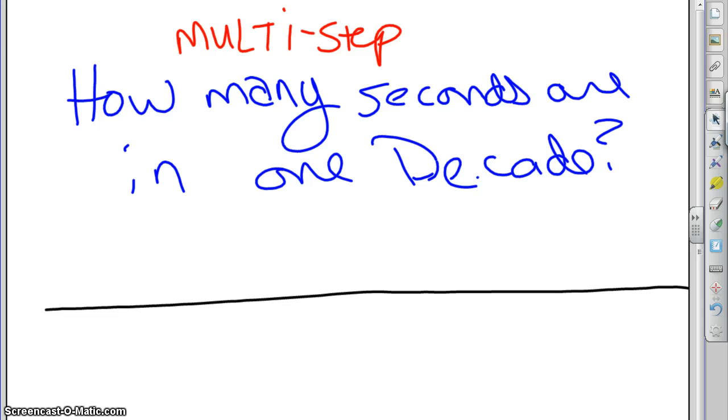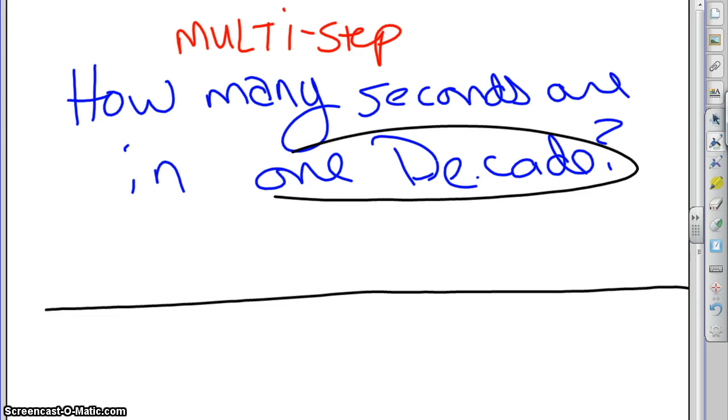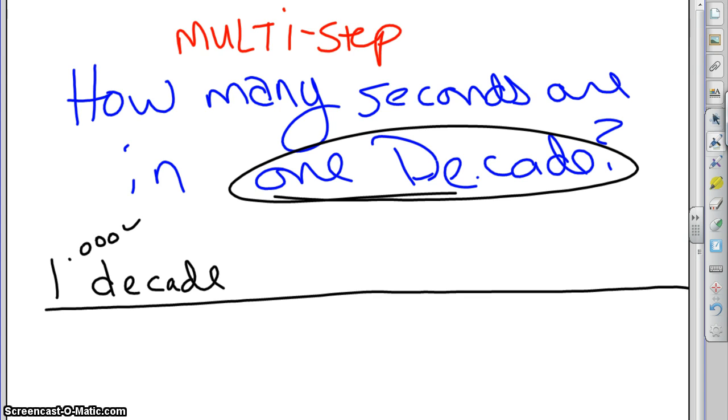Well, let's start with the thing we know. We know we start with 1 decade. So I'm going to write 1 decade. And by the way, I'm going to think of a decade as an exact period of time, not a measured period of time. So we can think of this as having 1.0000. We can have as many zeros after it as we care to write. 1 decade for significant digit purposes.